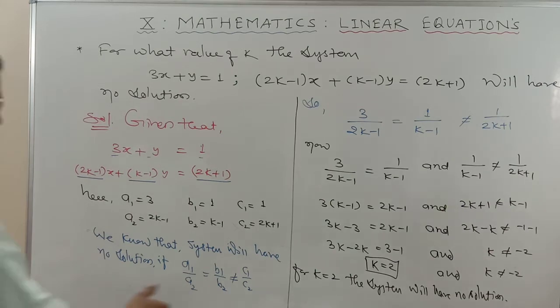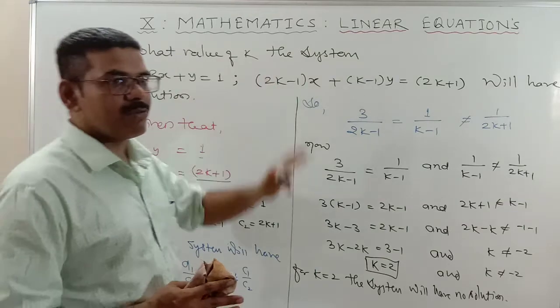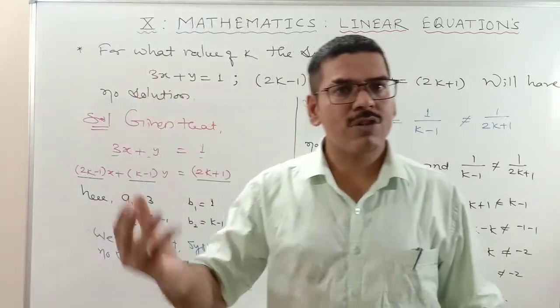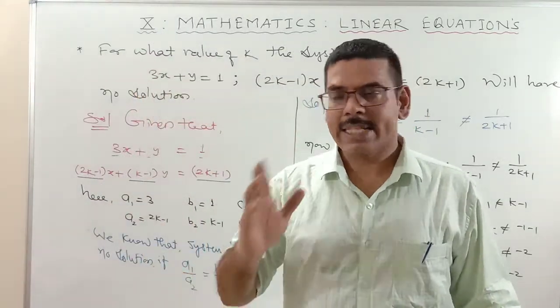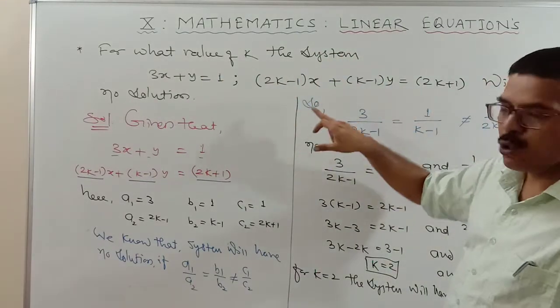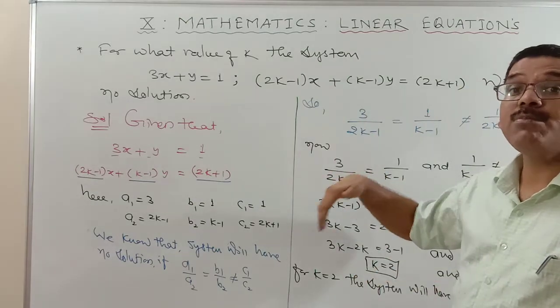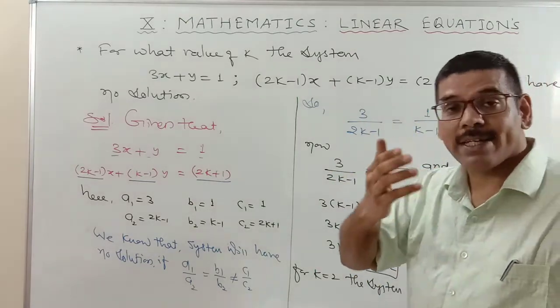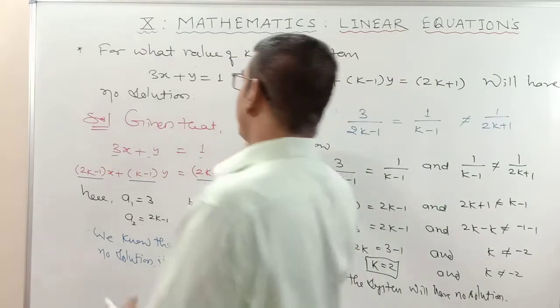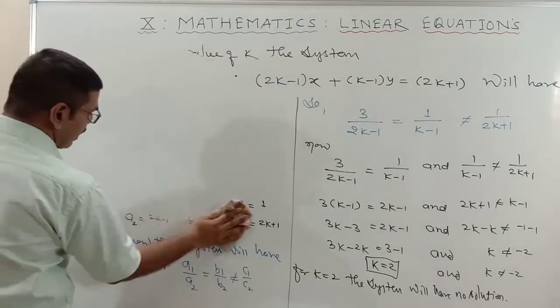I hope you understood that question. That's a very simple question. That kind of system may have three phases. It may be asked for what value of k the system will have no solution. The same question may be asked with a unique solution, or with infinitely many solutions. So in all the cases we need to solve the questions in the same way.